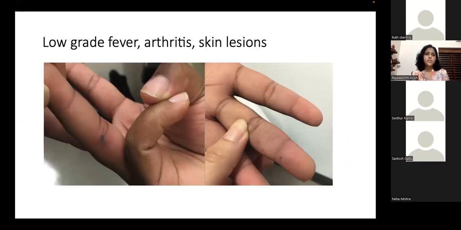Coming to a similar picture, but a different etiology. If you look at this, this patient presents with low-grade fever, arthritis, and skin lesions.